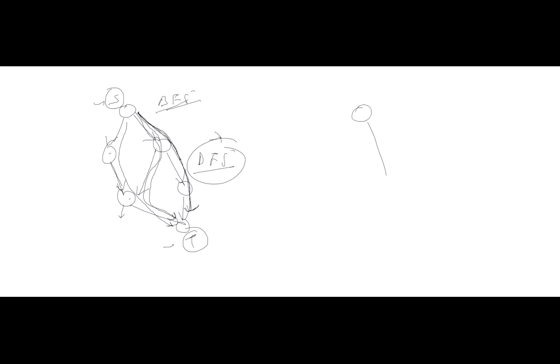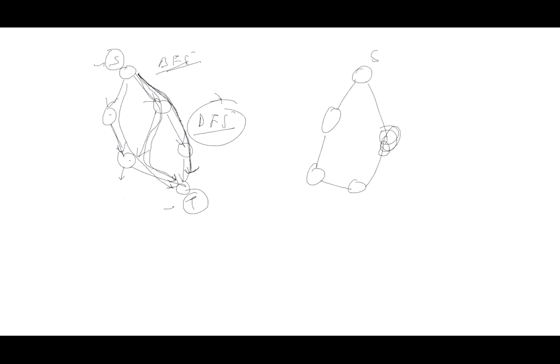Just focus on the undirected graph. Undirected means we can go anywhere. Here we have directions so that you can easily understand. This is the source and this is the destination. So DFS will return you this path and this path, right? We have only 2 paths.